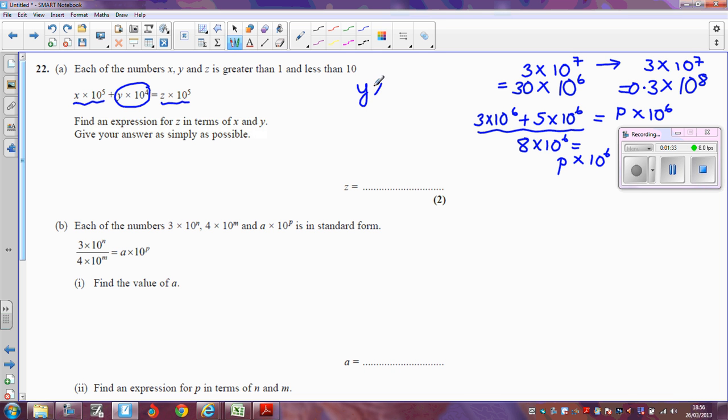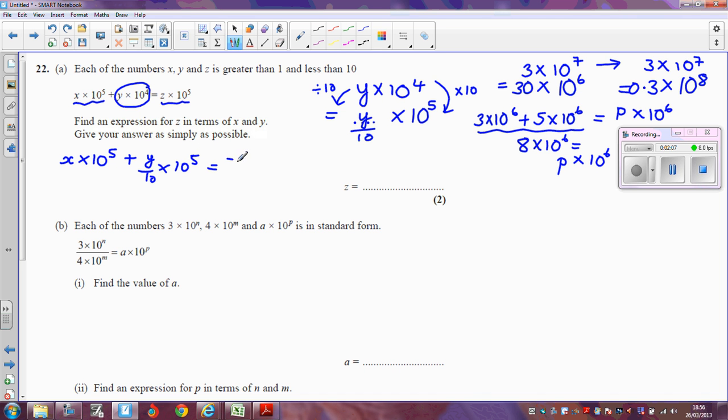Now, if you've got y times 10 to the power 4, and you want to rewrite that as something times 10 to the power 5, which is what we want to do, this side we have multiplied by 10. And because we've multiplied that by 10, to compensate, I've got to divide this by 10. In other words, y times 10 to the power 4 is the same as y over 10 times 10 to the power 5. So now we've got that x times 10 to the power 5 plus y over 10 times 10 to the power 5 is equal to z times 10 to the power 5.